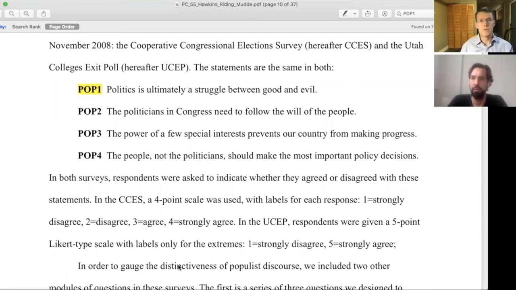I want to say POP2, which I think was part of the module in the Cooperative Election Study, the populism module they did, POP2 made it in. And I wish I could say I had written that thing myself, but it was actually my good colleague, Kelly Patterson, a senior Americanist with lots of experience in survey research, who helped us come up with that. So all of us working together came up with that.